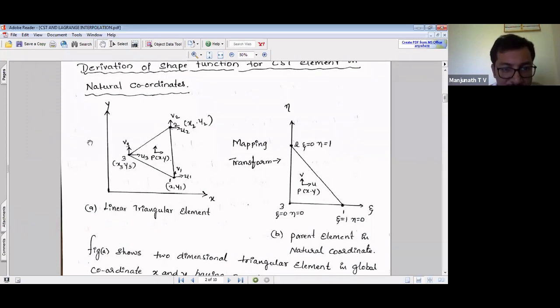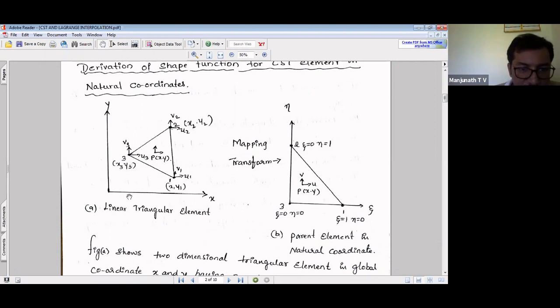First, we are going to represent this linear triangular element in the global coordinate system. We know three different types of coordinate systems: global coordinate system, natural coordinate system, and local coordinate system. Natural and local coordinate systems we represent in a similar way, both are the same. But for triangular elements we can also obtain the shape functions in the natural and global coordinate systems by using the area method. The area method also gives the shape function for the CST element.